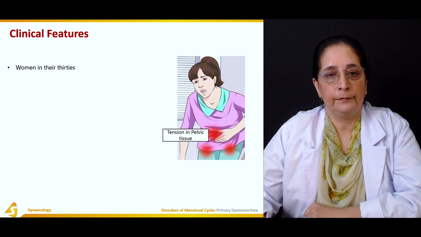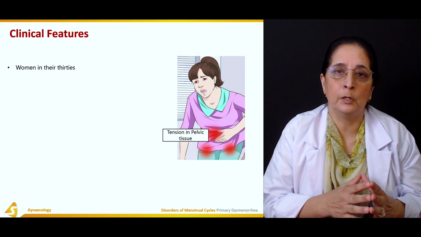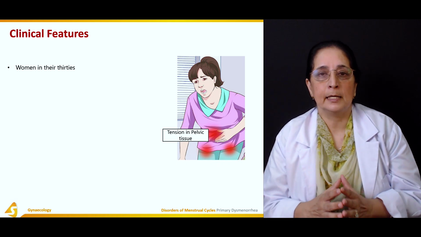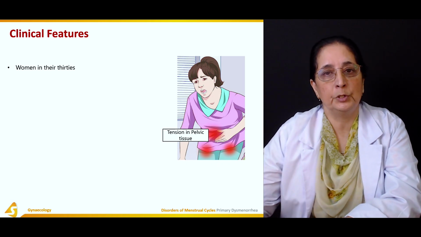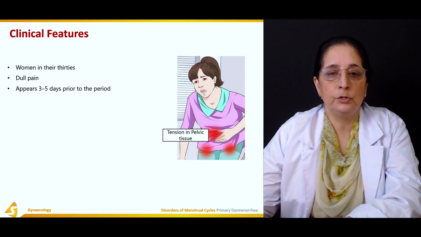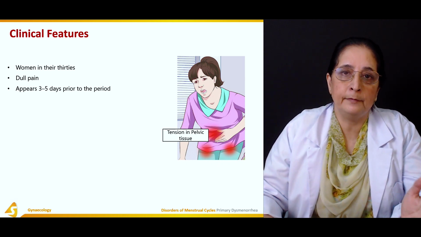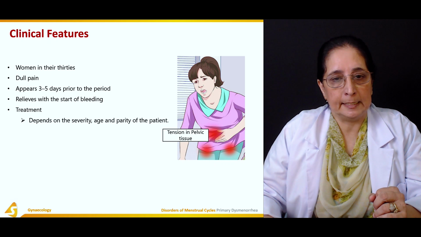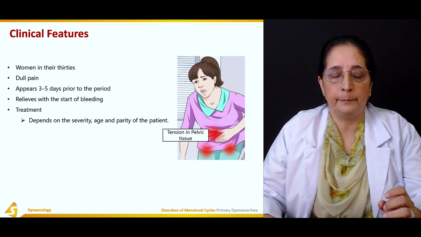Clinical features of secondary dysmenorrhea: as we saw for primary dysmenorrhea, the patients are usually of young adolescent age, but in secondary dysmenorrhea, age is in the 30s. So women in their 30s usually have secondary dysmenorrhea. They have dull pain that appears 3 to 5 days prior to the period, before the onset of the menstrual cycle, and it relieves with the start of bleeding. Treatment depends on the severity, age, and parity of the patient.